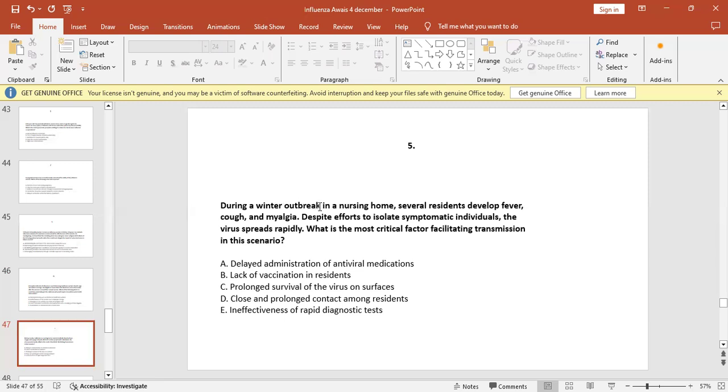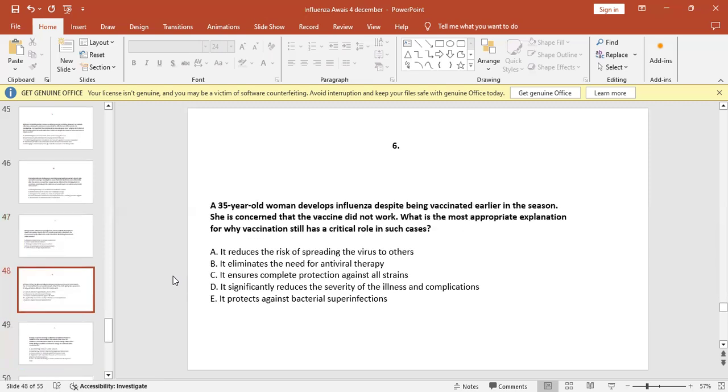As they are residing in the nursing home, this is an overcrowded place. So close and prolonged contact among the residents is the correct option regarding this scenario. Sixth MCQ: a 35-year-old woman gets influenza despite being vaccinated early in the season.